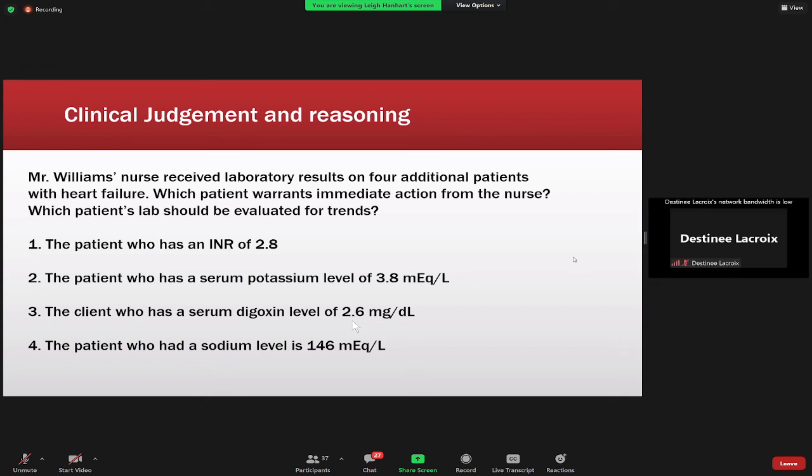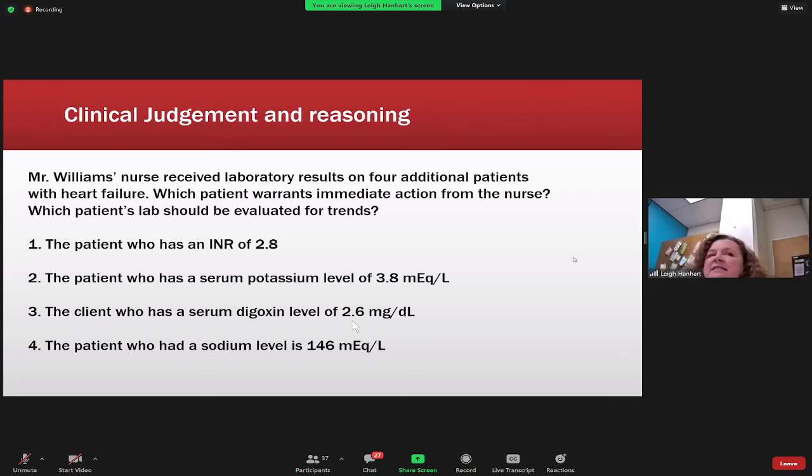Sodium. I mean, it's 146, right? But are we ever going to correct a sodium level on a patient in heart failure? Are we going to do anything about it? The only way we really correct sodium is by giving fluids, correct? And this patient more than likely is going to be on a fluid restriction. And we know that sodium is going to fluctuate as we diurese them.